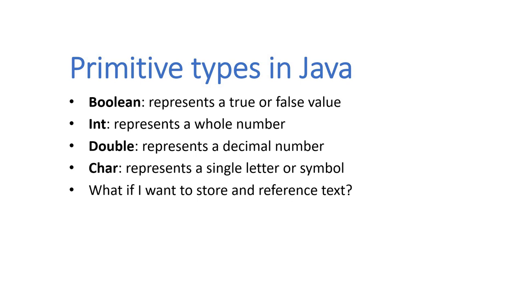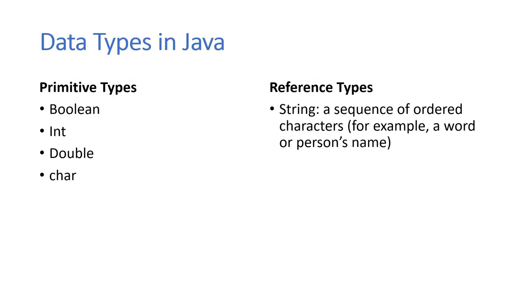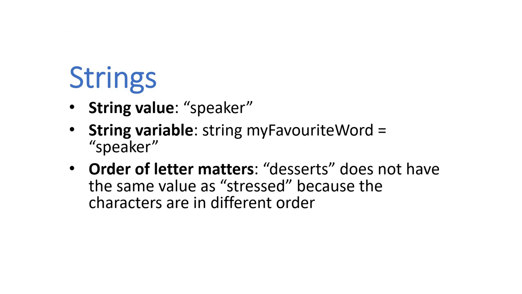In this lesson, we will be looking at a second overarching category of Java data types called reference types. And our first reference type is called a string. A string is a sequence of ordered characters. Before, we could represent a single character with a char, but now we can represent a word or a person's name with the string data type. To create a string, we surround the series of characters with quotation marks. This represents a string value.